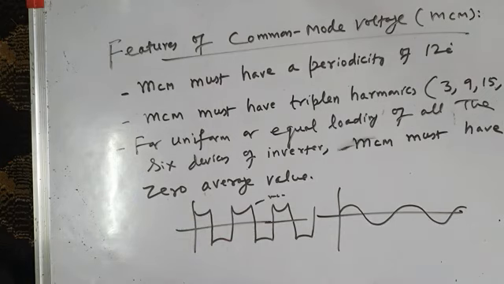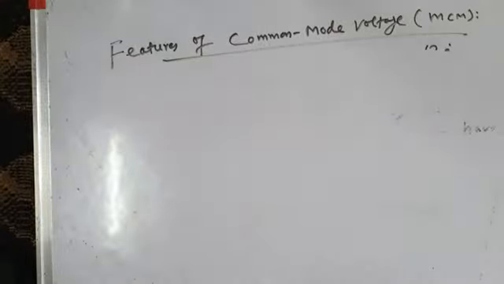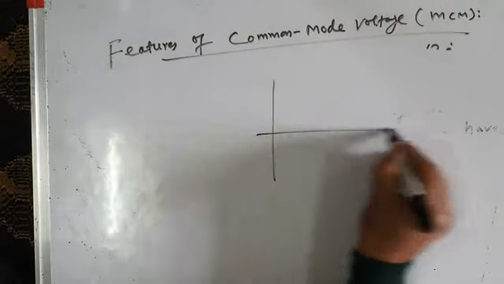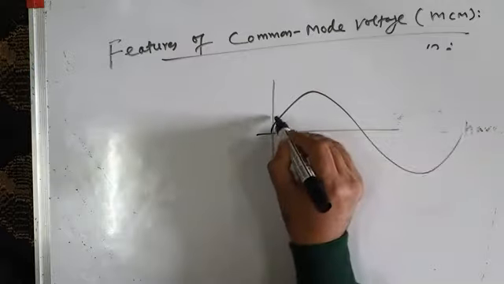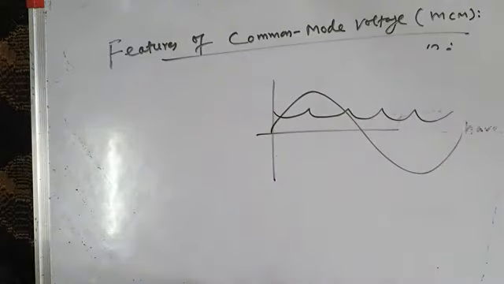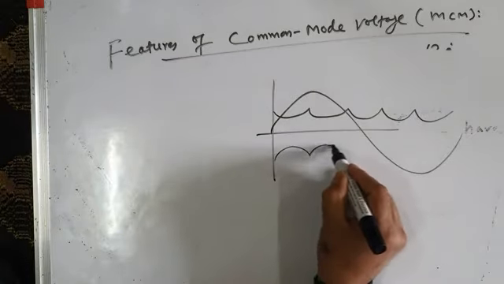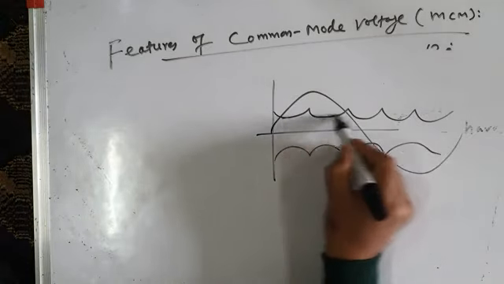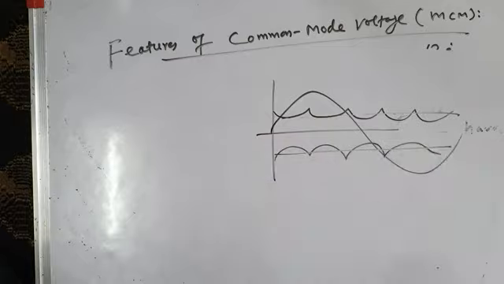The question is, if the average value is not 0, then what will happen? So for example, your MCM is like this, this is your original modulating wave and your MCM is like this, or your MCM is like this from below. This has a positive average value and this has a negative average value.